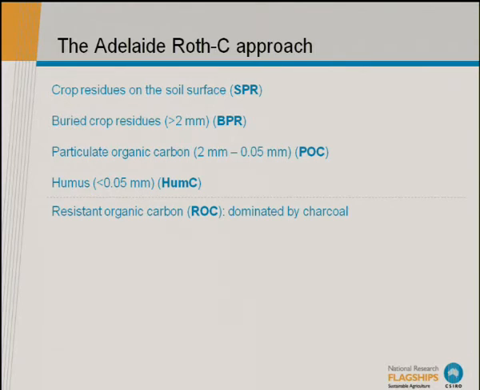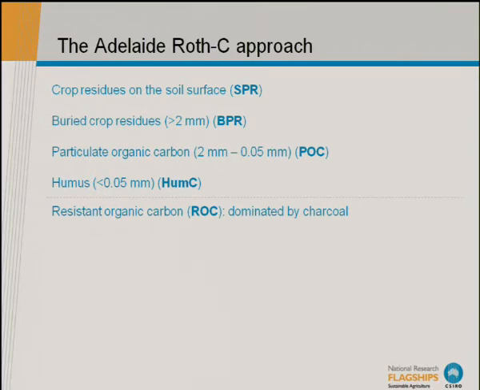And so basically we divide all the organic matter we find in the field into the crop residues that are on the surface of the soil, the buried crop residues, so these are your large roots that are retained on the sieve after sieving the soil, your particulate organic carbon, which is defined as material that gets retained on a 50 micron sieve after sieving the bulk soil to 2 millimeters. And then the humus fraction is simply the stuff that passes through the sieve.